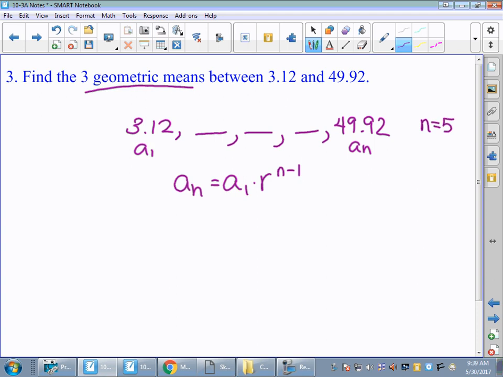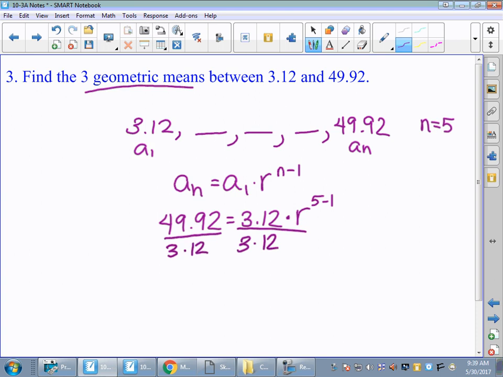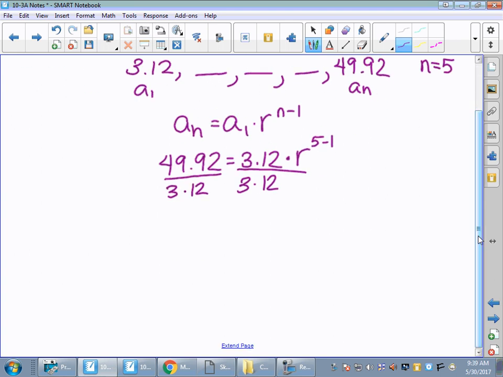The only thing I am lacking is the r value. I don't know what I'm multiplying by to get from 3.12 to 49.92. So I got to plug these in and do some solving for r. 49.92 is equal to 3.12 times r to the 5 minus 1 power. I'm going to divide by 3.12 to get r by itself. And while I divide, I can also subtract that 5 minus 1 there. So I have 49.92 divided by 3.12. I get 16 is equal to r to the 4th.